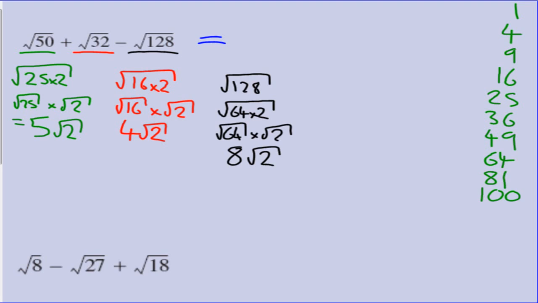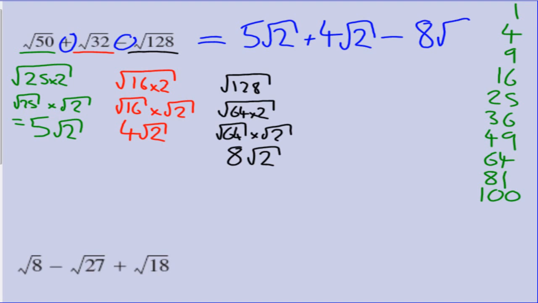Now, starting to recognise the pattern, all our answers have ended up with the square root of 2 in them. We have 5 root 2, plus, because it's a plus sign over here, 4 root 2, and then the next sign was a minus sign, so it's minus 8 root 2. So 5 and 4 of something give you 9, minus 8 of those somethings leaves you with just one of those somethings left, which in our case is the square root of 2.